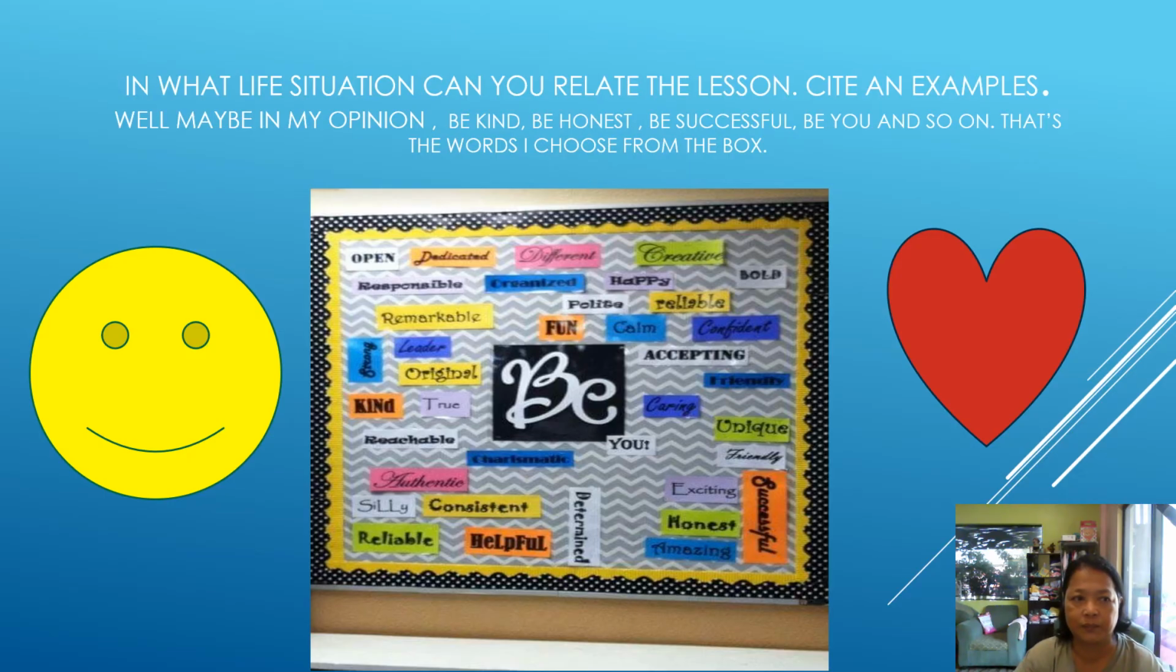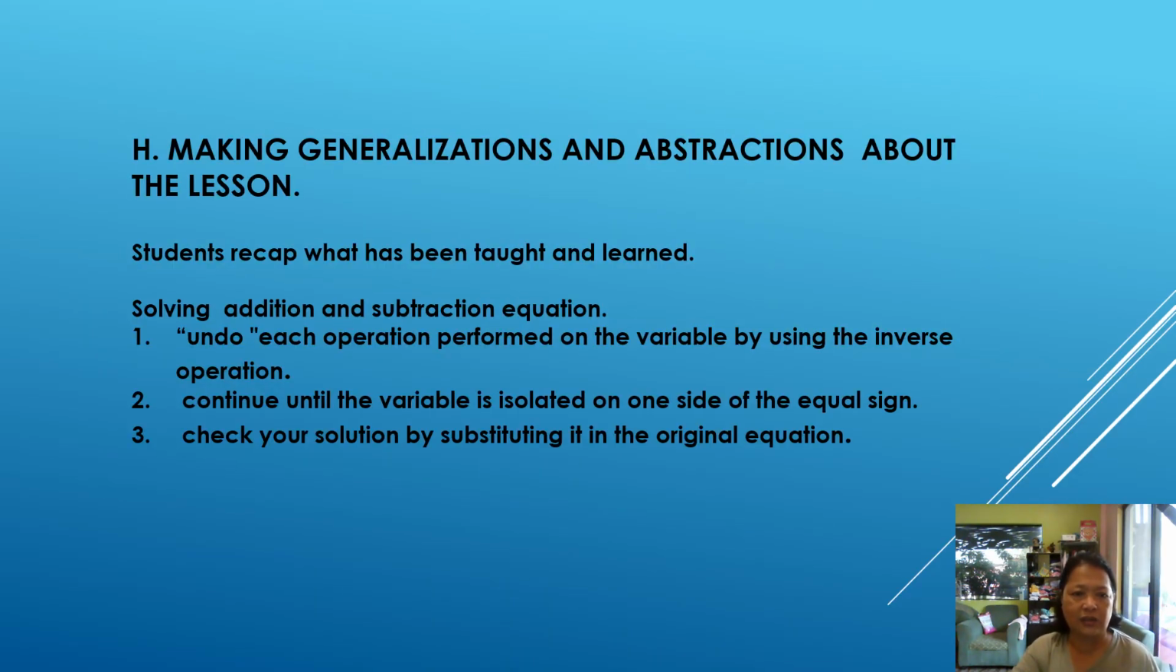Thank you. Okay, letter H, making generalizations and abstractions about the lesson. Students recap what has been taught and learned. So number 1, undo each operation performed on the variable by using the inverse operation. Number 2, continue until the variable is isolated on one side of the equal sign. Number 3, check your solution by substituting it in the original equation.